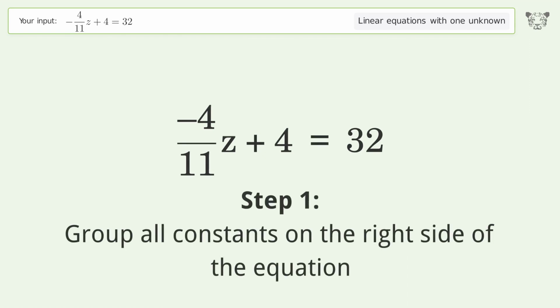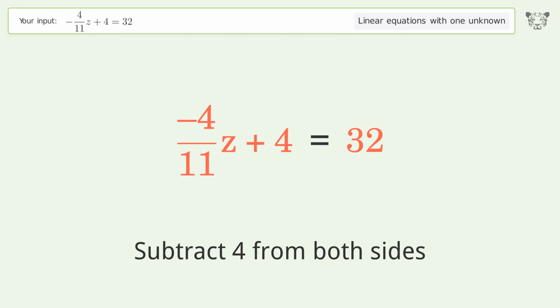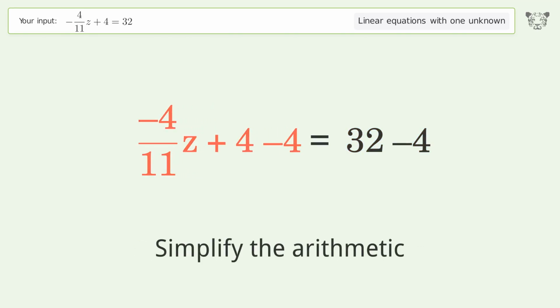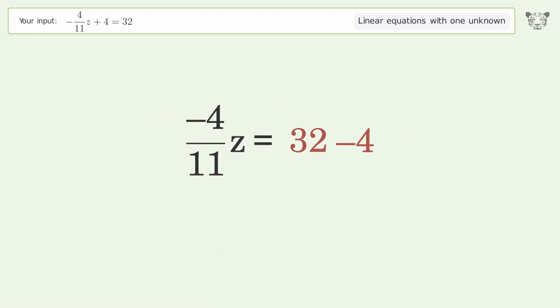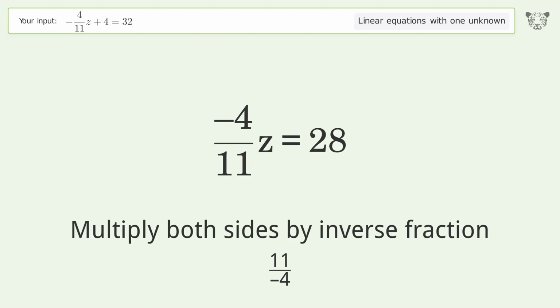Group all constants on the right side of the equation. Subtract 4 from both sides. Simplify the arithmetic. Isolate the z. Multiply both sides by inverse fraction 11 over -4.